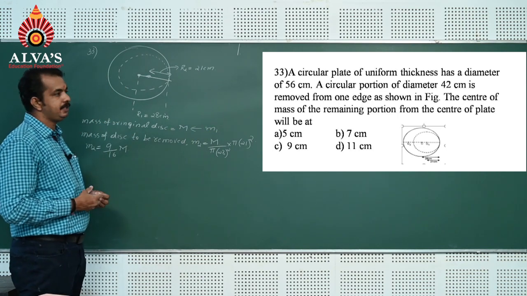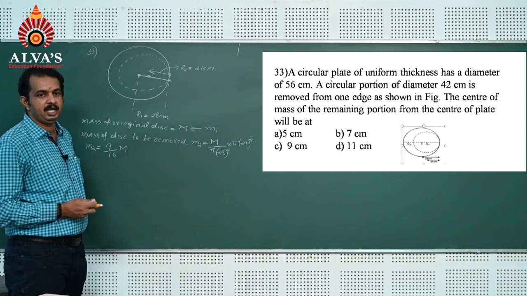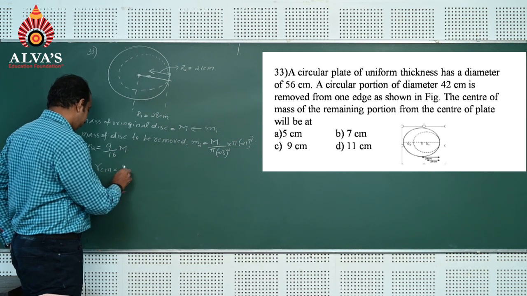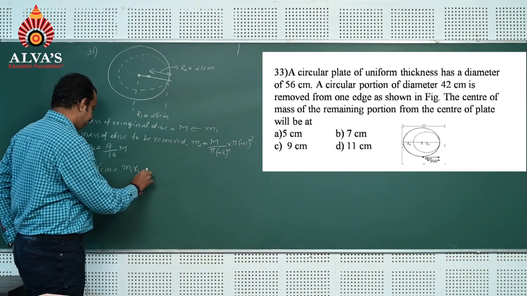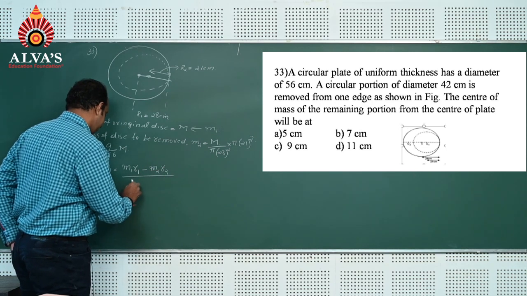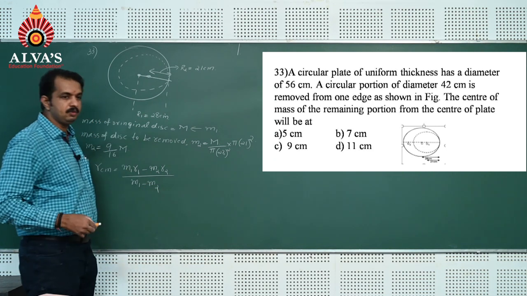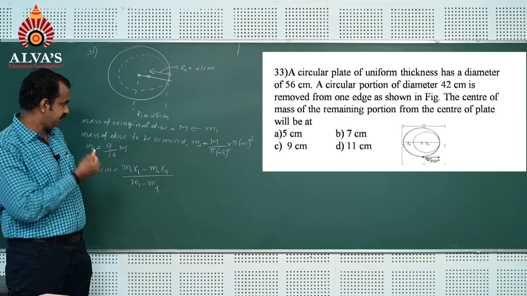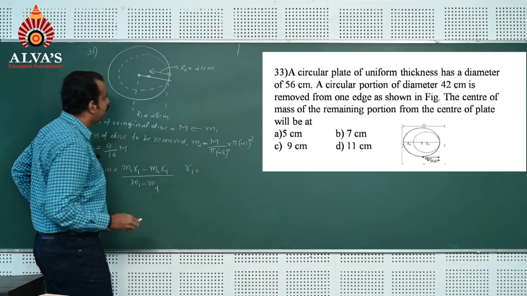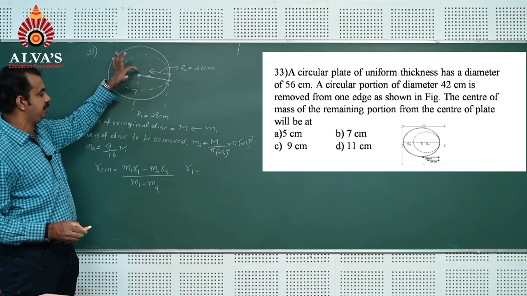To calculate the center of mass of the remaining portion of the circular disc, we have a formula. It is RCM is equal to m1 R1 minus m2 R2 divided by m1 minus m2. We have the values of m1 and m2 here, and R1 and R2. You know that R1 is the center of mass of the original disc with respect to the origin, which is 0.